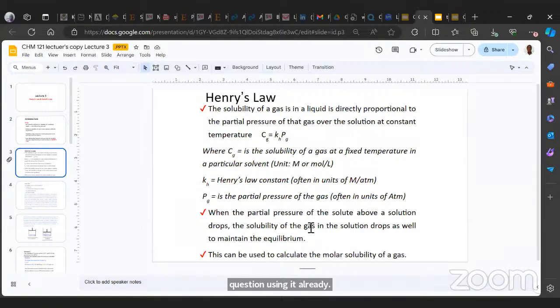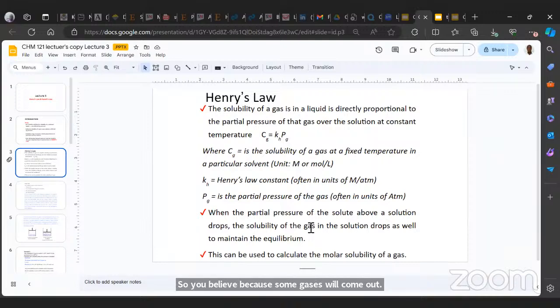So when the partial pressure drops, the solubility of the gas drops to maintain equilibrium. Again, look at that piston. When you are adding pressure, solubility is increasing. Now you reduce pressure, solubility decreases, because some gases will come out.